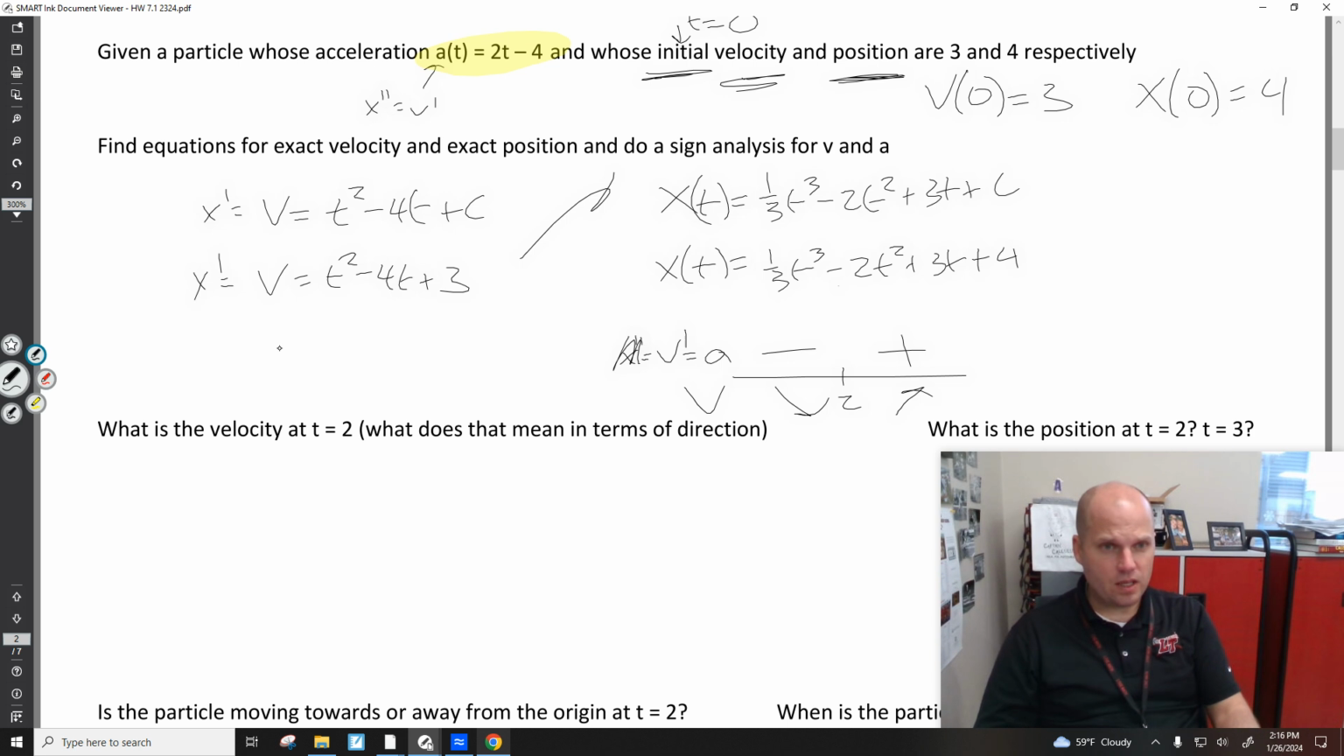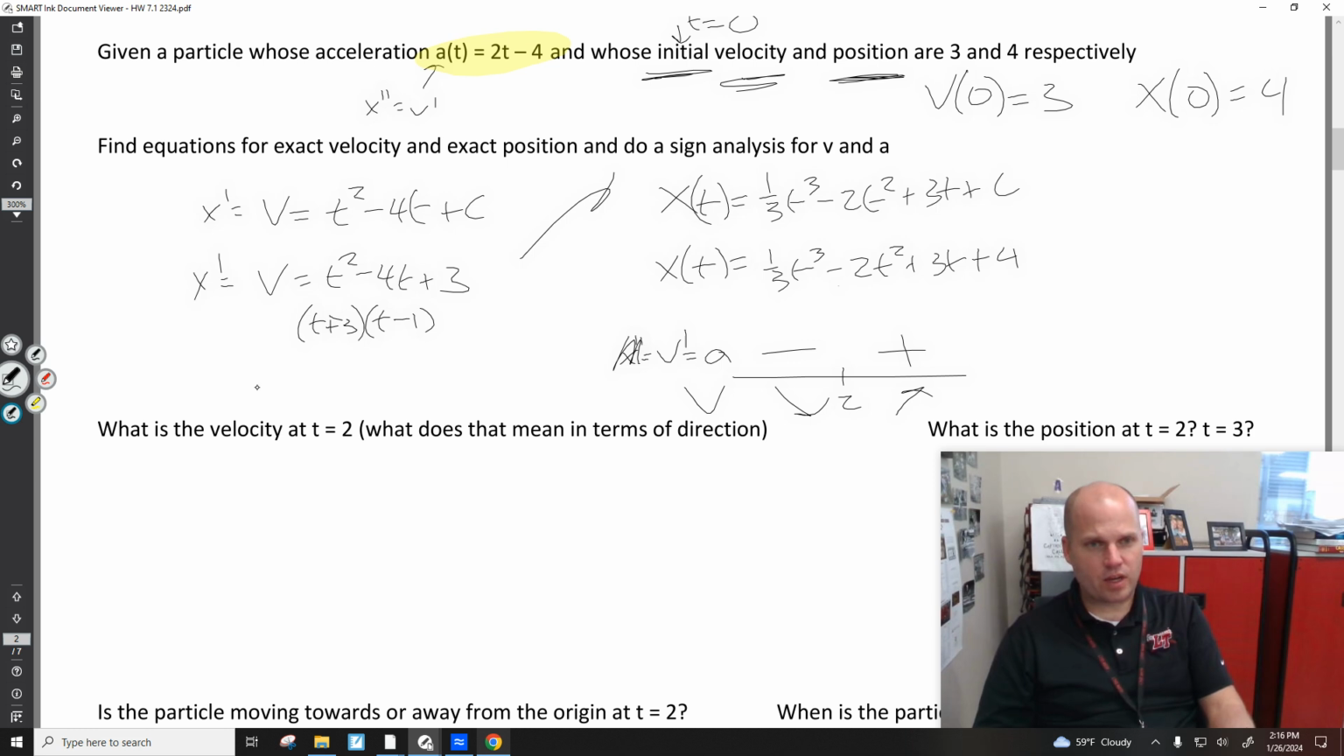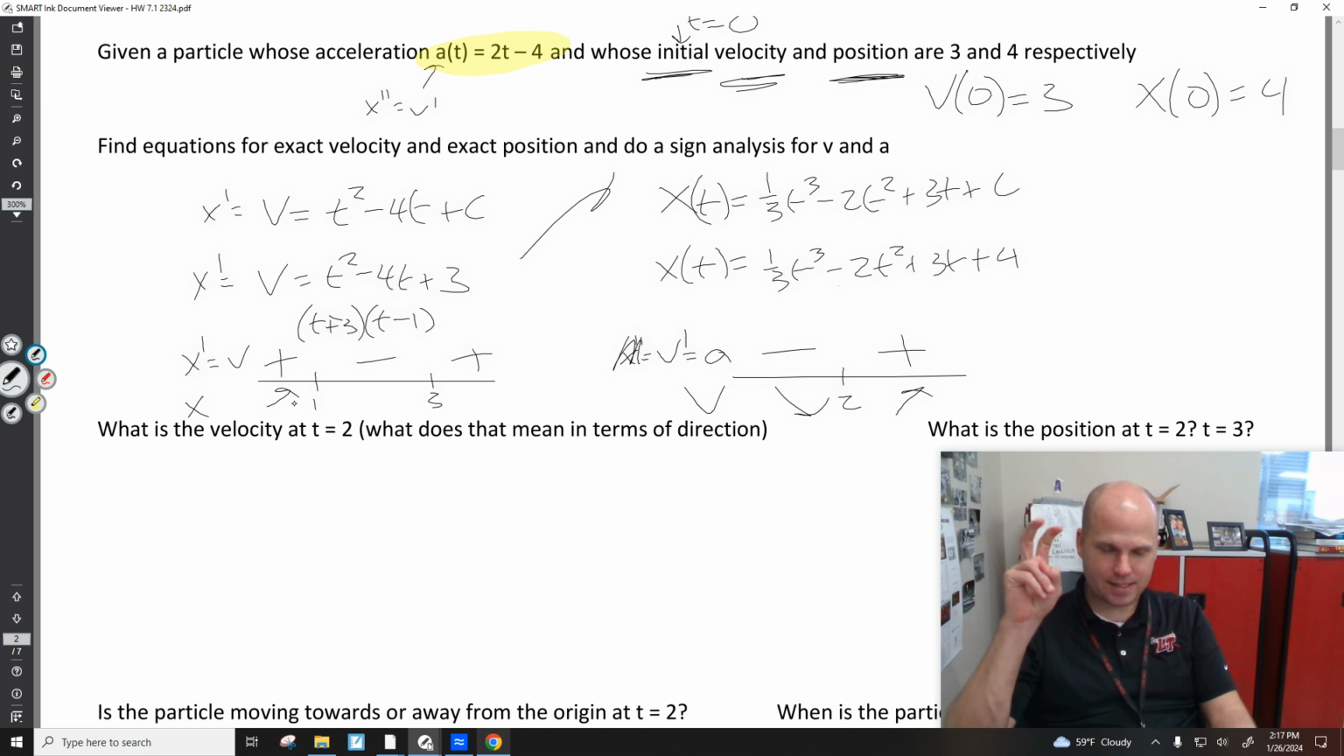Let's go with v. T squared minus 4t plus 3. That factors to be t minus 3, t minus 1. That's good. So I get zeros of velocity at 1 and 3. This is my first derivative, which tells me about how my position is changing. This is velocity. It's positive, negative, positive. My position is increasing. I'm moving right. My position is decreasing. I'm moving left.